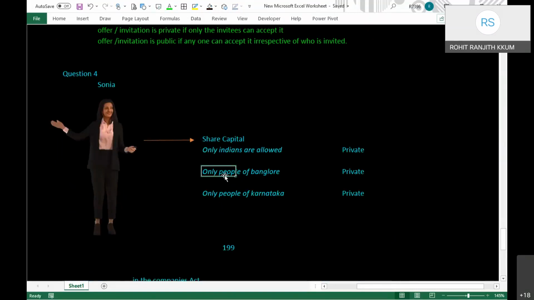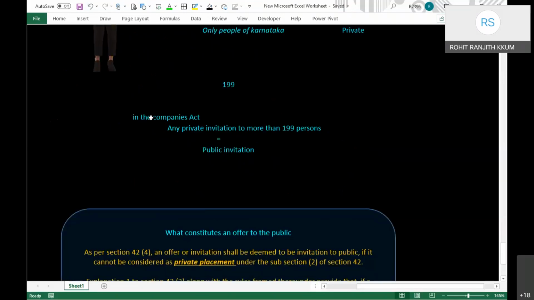All right. Even if it is only Bangalore, which has millions and millions of people, it is a public offer according to the Companies Act. Even an offer to the people of Christ University or one village will also constitute a public offer. So remember this note I have written over here: any private invitation to more than 199 persons, or one word I forgot to tell, in a financial year, will be taken as a public offer.